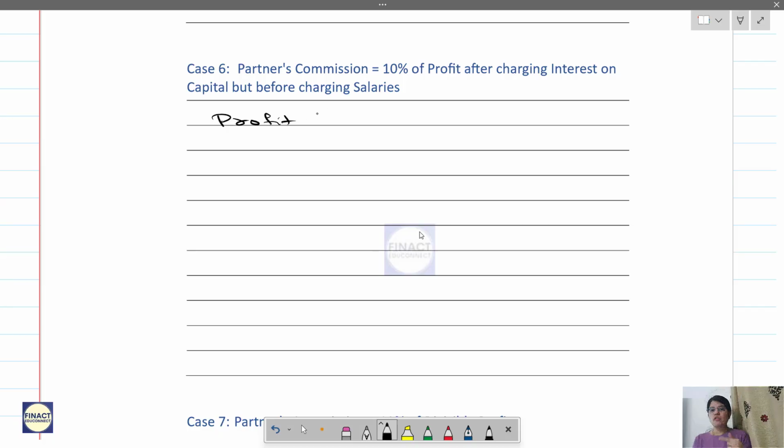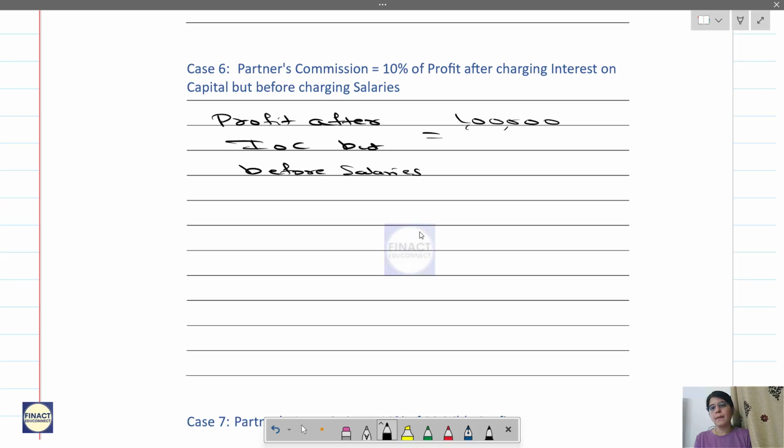Why are we solving all this? Because this type of question comes in the exam. Though they are easy to calculate, you should understand the difference between the wordings and the question for each calculation. That is the reason we are solving simple examples to understand the difference. So profit after interest on capital but before salaries. Okay, that is how much?